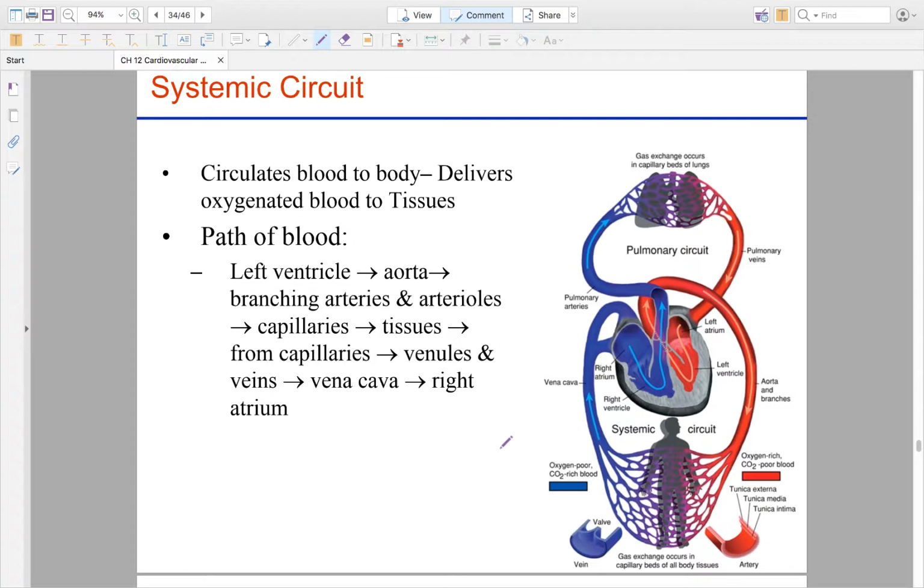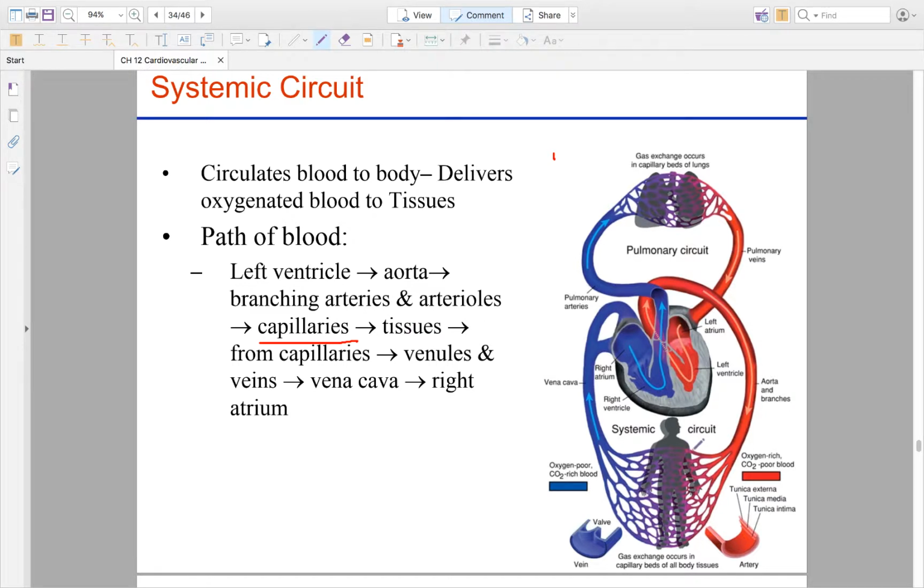Okay, so the systemic circuit is in reference to the circulation of blood to the body. So, all right, let me just explain here. Basically, as we very well know, the oxygenated blood that comes from the aorta, okay, is going to lead to all of our branching arteries, arterioles. Eventually, it'll hit the capillaries. And what do the capillaries do? They deliver oxygen to every single tissue and cell in the entire body. And in exchange, they're going to pick up CO2.